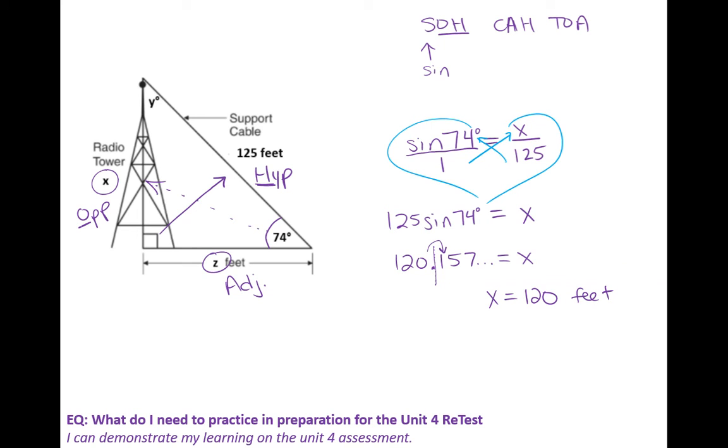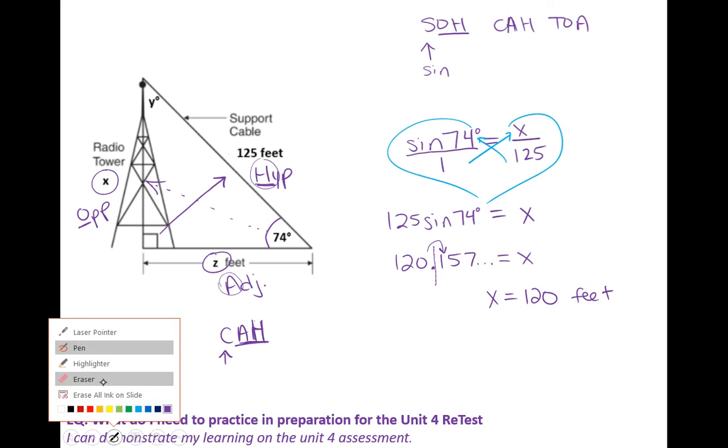Then the last one, finding Z, I could at that point do Pythagorean theorem, or I could do another trig equation. And since we are in the trig world, I'm going to actually do another trig equation. So I'm going to stick with the 74 degrees, and this time I'm going to focus on adjacent and hypotenuse, which is going to give me the cosine, because that is the CA of SOHCAHTOA. So I'm using the CA part this time, so I'm going to use cosine.